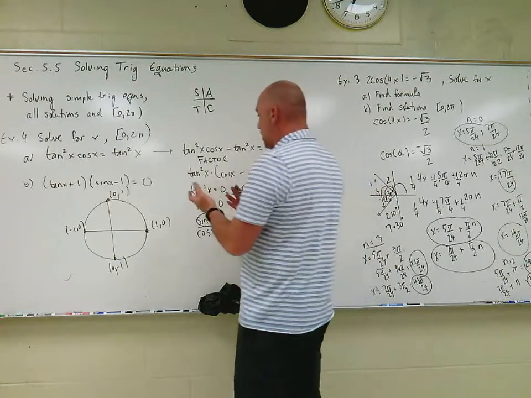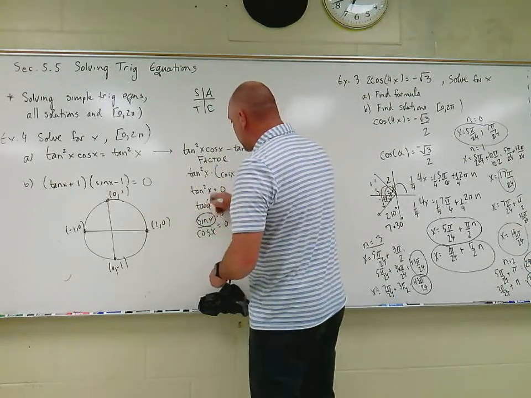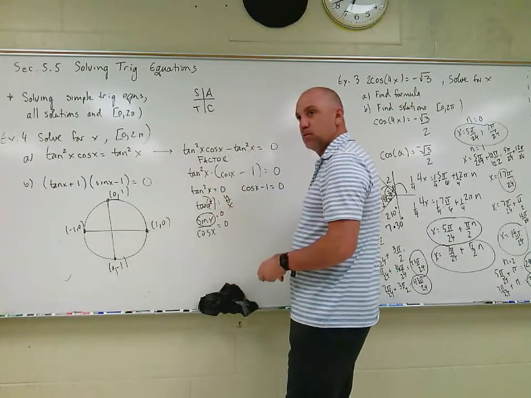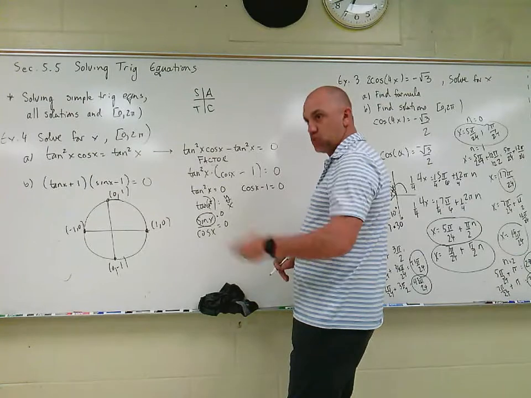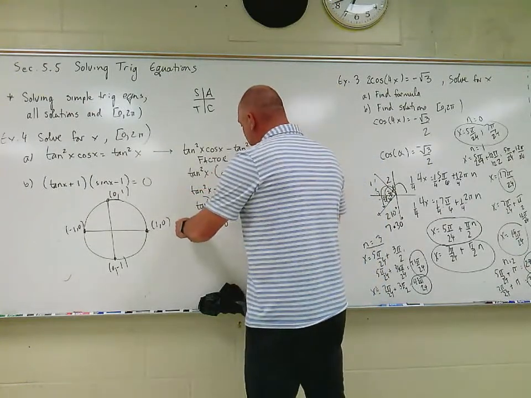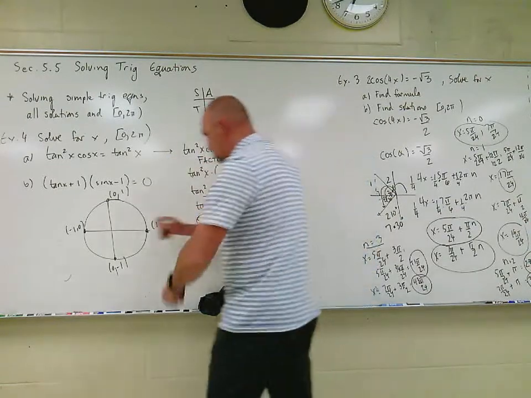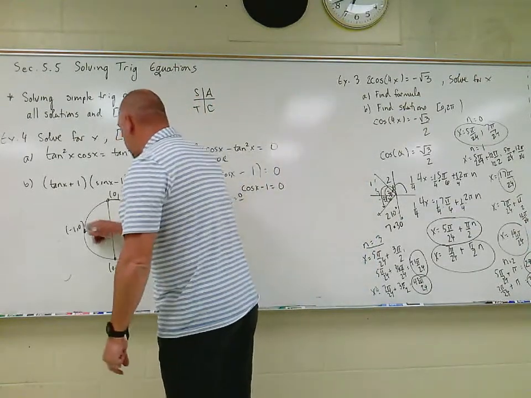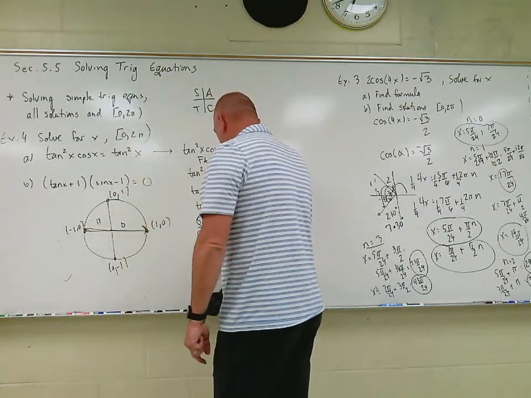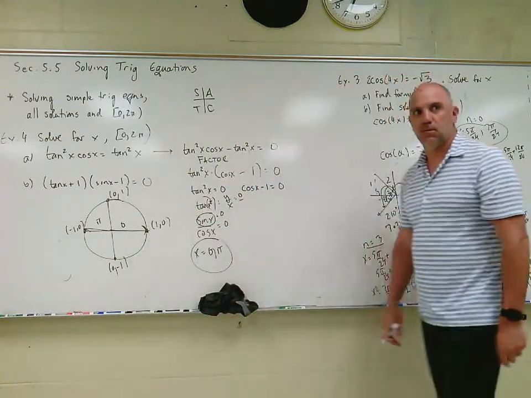The only way I'm going to get the answer 0, whatever angle I plug in, is that it's always y over x for tangent. You said opposite over adjacent, y over x, right? Well, I need the y to be 0. That's the only way I can get the answer 0. So at 0 and at pi. That's the solution to this one: 0, pi. There are those two.